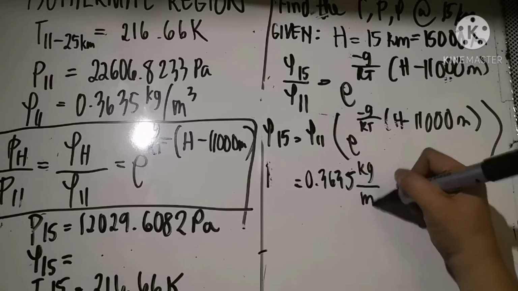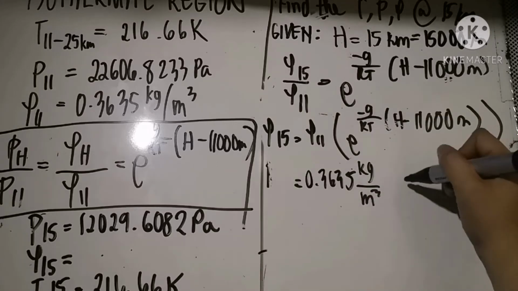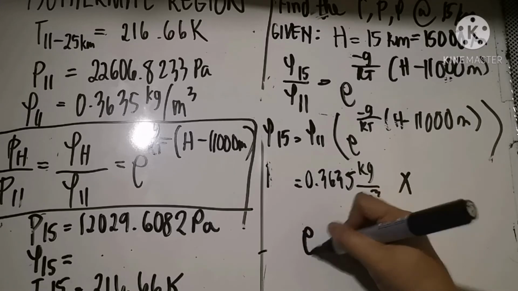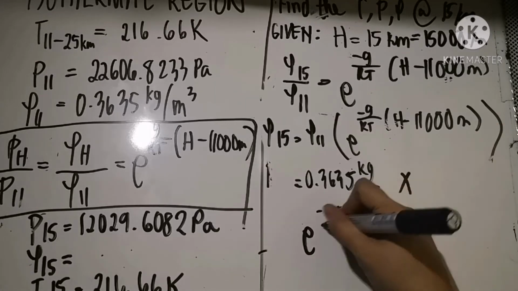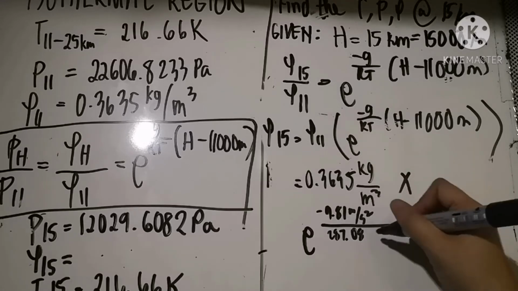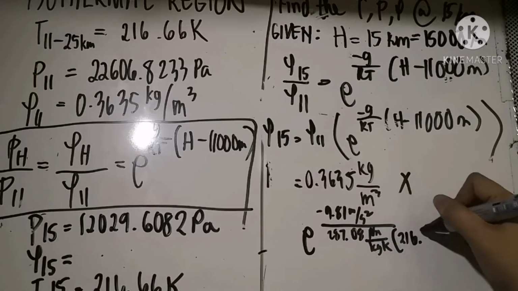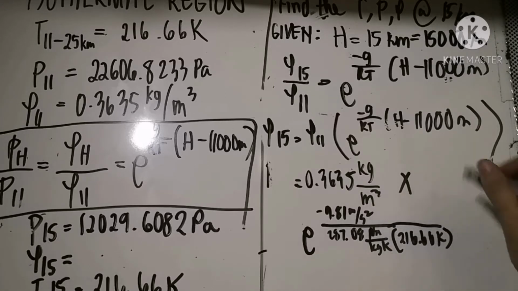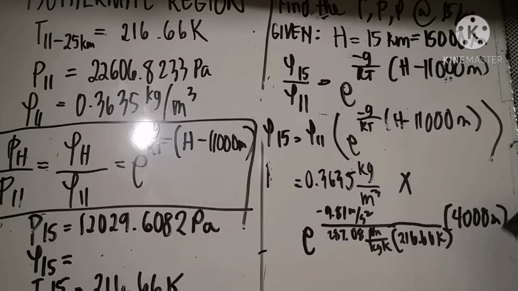kilogram per meter cubed, times e, again e raised to negative g, 9.81 because we are using metric, R is 287.08 newton meter over kilogram Kelvin, times the temperature, which is constant at 216.66, and the height 15,000 minus 11,000, which becomes 4,000 meters.